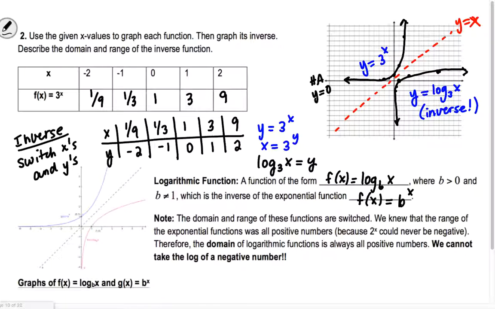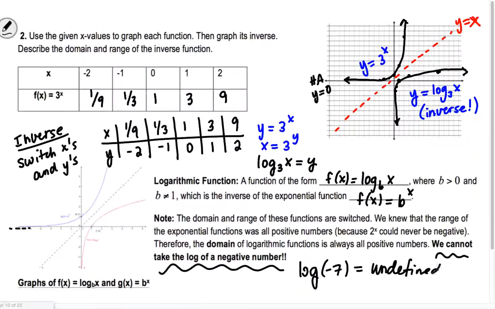Okay, and then it says, note, the domain and range of these functions are switched. We knew that the range of the exponential functions was all of the positive numbers because we could never have a negative number. We had that horizontal asymptote there. So the range was always positive, above the x-axis. Therefore, the domain of logarithmic functions is always positive numbers. So you cannot take the log of a negative number. If you see log of -7, we would write does not exist or undefined. You can't take the log of a negative number.